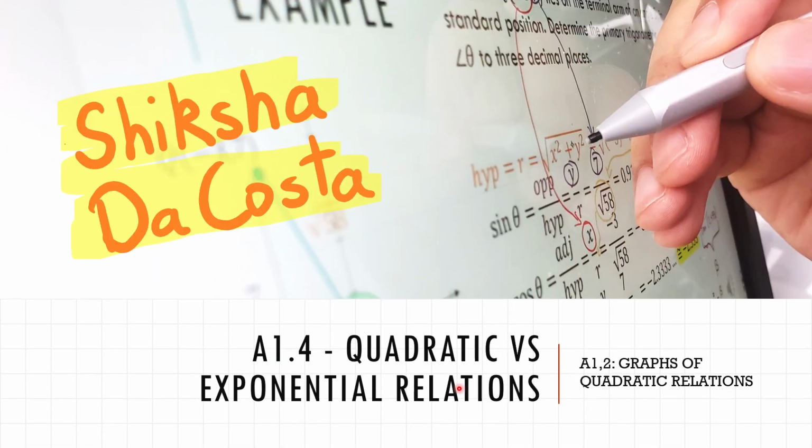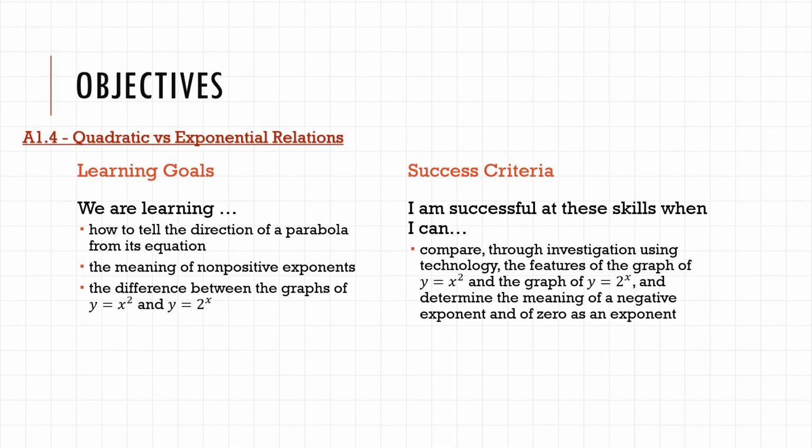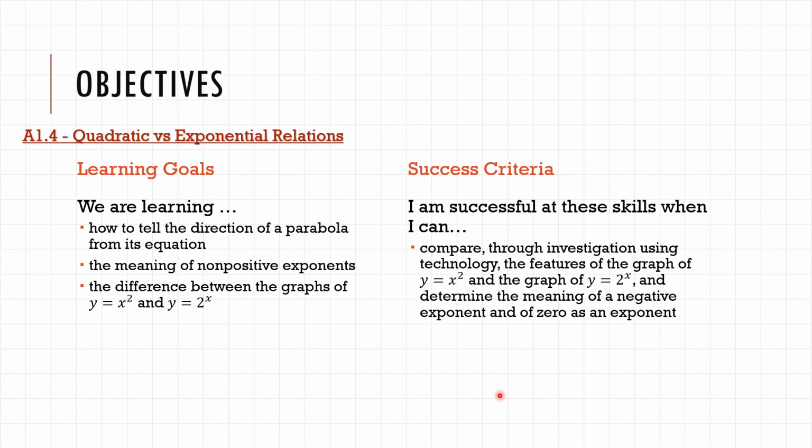So today we're going to talk about quadratic and exponential relations. In this lesson, you're going to learn how to tell the direction of a parabola just from its equation. We're also going to explore a little bit about what it means when an exponent is not positive, and then we're going to compare the graphs of x squared and y equals 2 to the power of x.